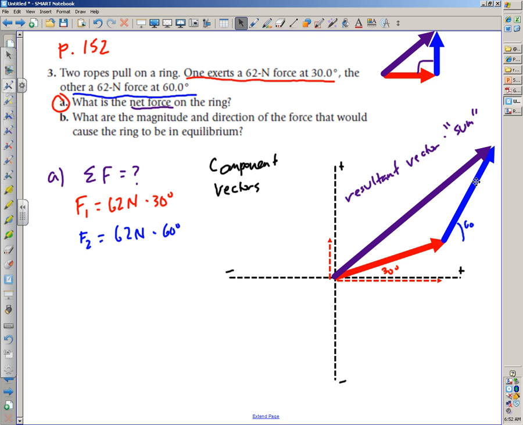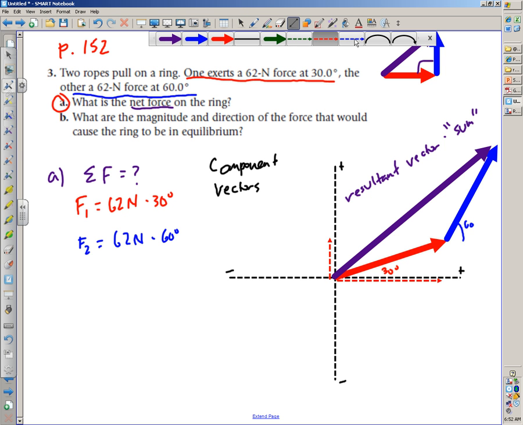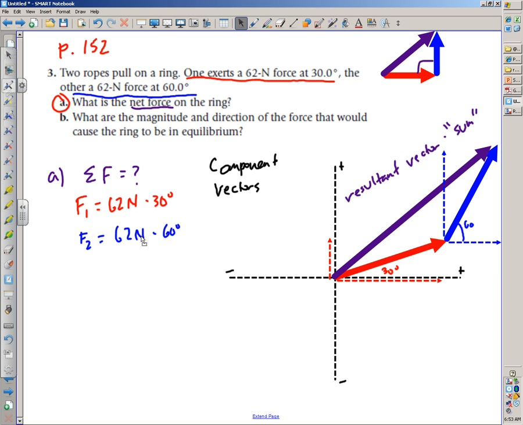This blue vector, once again, given to us as 62 newtons at 60 degrees above the x-axis. That vector is not pulling horizontally or vertically, it's pulling horizontally and vertically simultaneously. The end result of that is this blue vector, 62 newtons at 60 degrees.